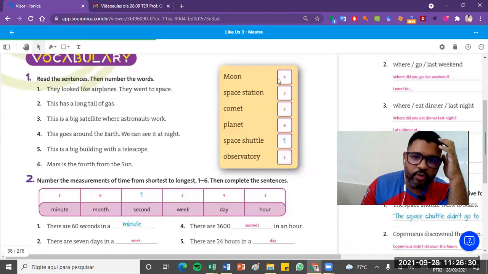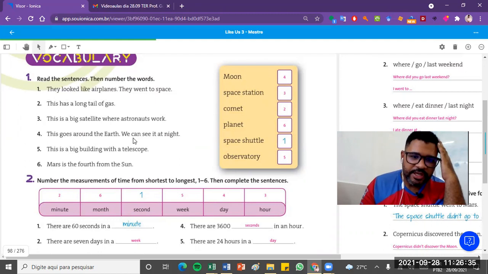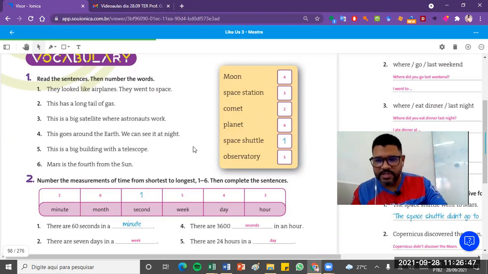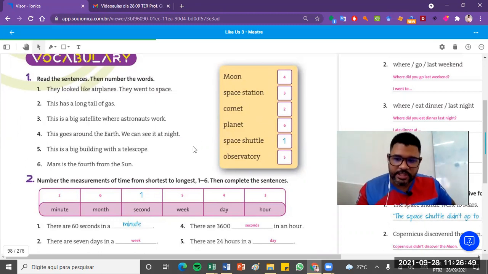Então, o que significa moon? Aqui, ó, this goes around the earth. We can't see it at night. Então, moon, 4. Space station, 3. This is a big satellite where astronauts work. Então, só lembrando, essas páginas nós já vimos semana passada, estou revisando com vocês, justamente para ajudar, inclusive, aqueles que não participaram semana passada. Space station 3, this is a big satellite where astronauts work.